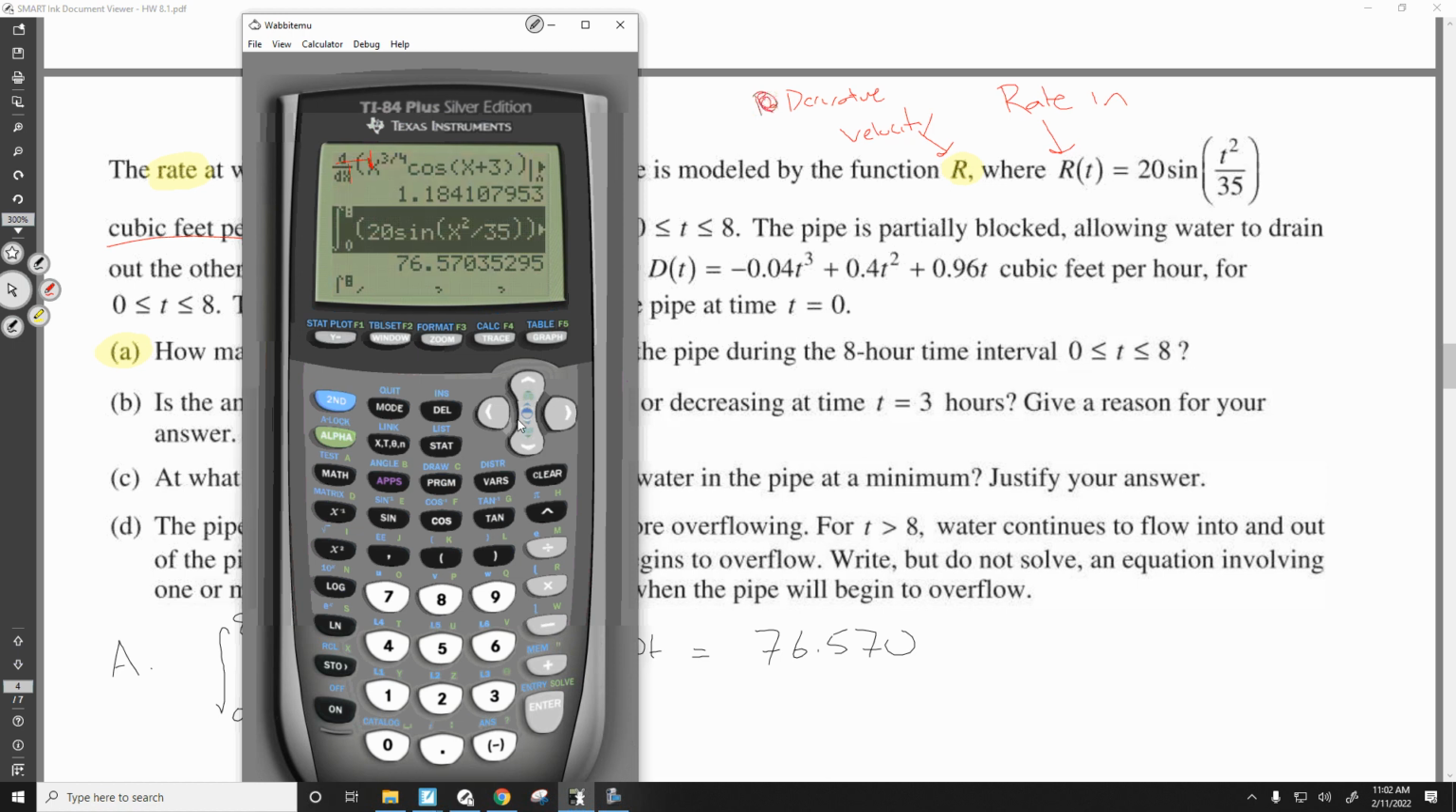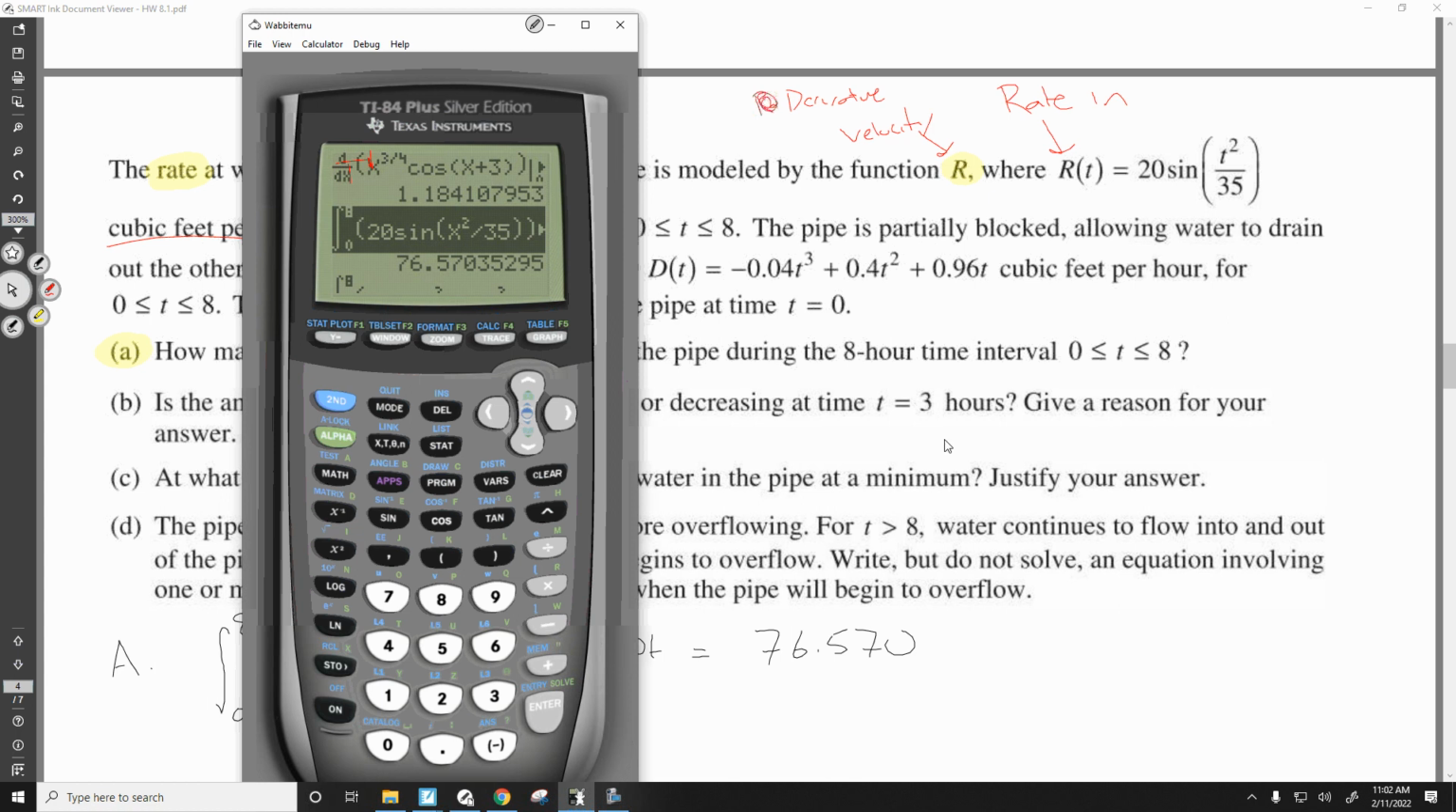Okay? 0 to 8, integral, 20 sine, x squared over 35. I didn't plug in 8 for x squared. That's a common mistake made. I'm just accumulating that velocity, like I did on question 3 and question 4 when I'm given a velocity.